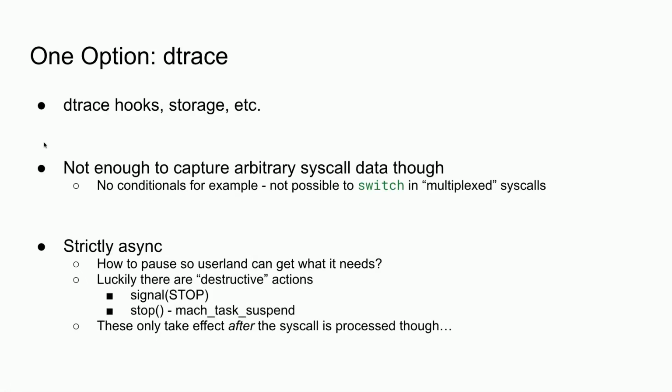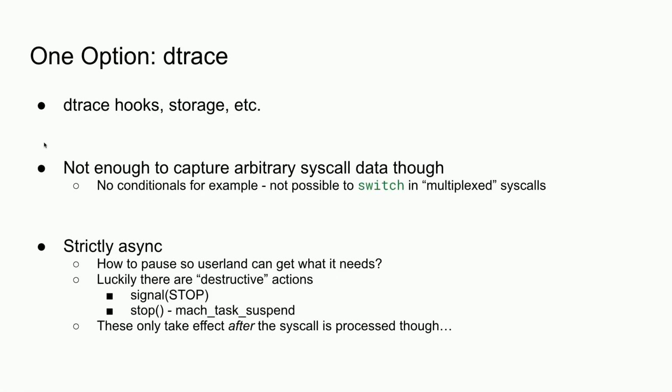Dtrace is also strictly asynchronous. So we actually can't get a pre-hook out of this, because dtrace doesn't give you an easy way to actually get notified when that happens. The best you can do is sit there spinning, polling on the ring buffer that it outputs to until you see something. It can sort of pause the target, so we're half okay there. It can either send a SIGSTOP or send a task suspend, but those only take effect after the syscall is processed. So this is what I was saying when we don't really have a way to get a pre-hook.